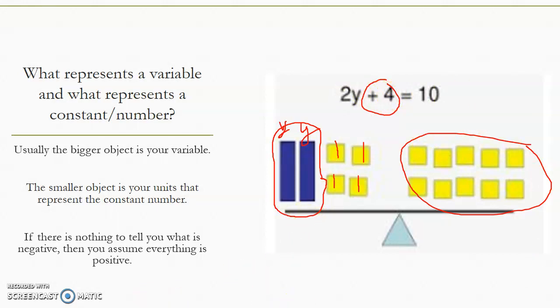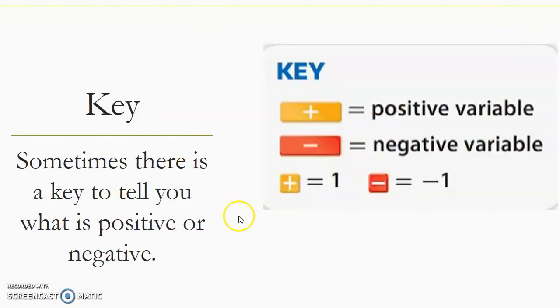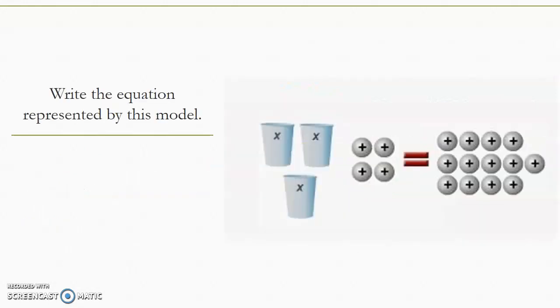Okay, let's look at the next slide. So here's an example of a key. What I want you to notice is not only have they color coded it, which they can do sometimes, they have also written the signs on the shapes or the tiles. Those are going to be some clues for you to know whether it's positive or negative. Anytime we have a test, you don't necessarily have colors, but it will tell you what is positive or negative. So pay close attention to that.